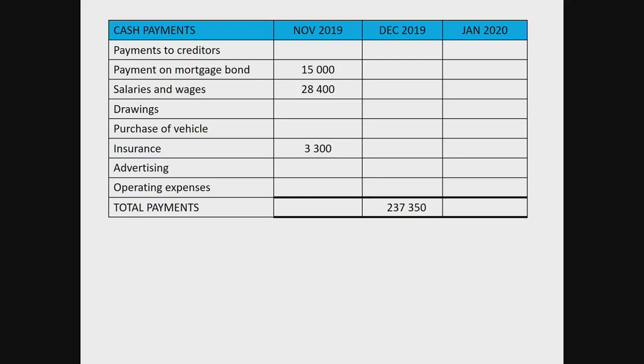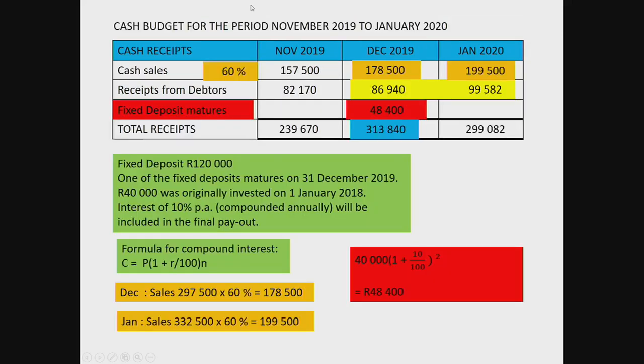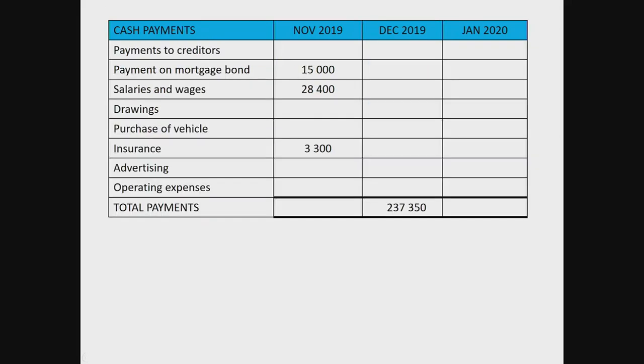Okay. In the second part of the cash budget, as you know, the first part was the receipts. You can go back and see that was the receipts. The second part of the budget is the payments, which means these will be the payments that we have to make in the November, in the December, and in the January columns.